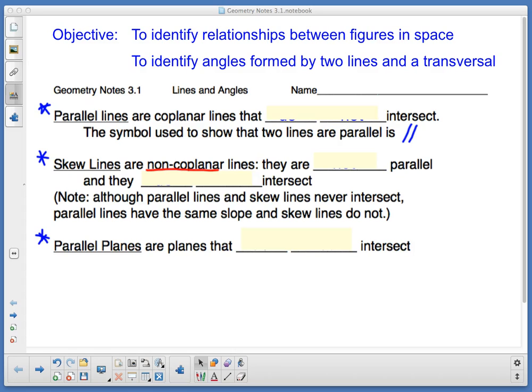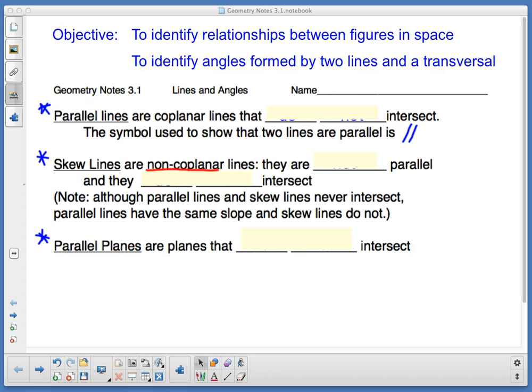Chapter 3 website page. Objective today: to identify relationships between figures in space, and to identify angles formed by two lines and a transversal. Now, today's information is all about you guys identifying the names of the angles. As we go through, you're going to work with parallel lines and skew lines, but in parallel planes we're going to talk about a line that's called a transversal.